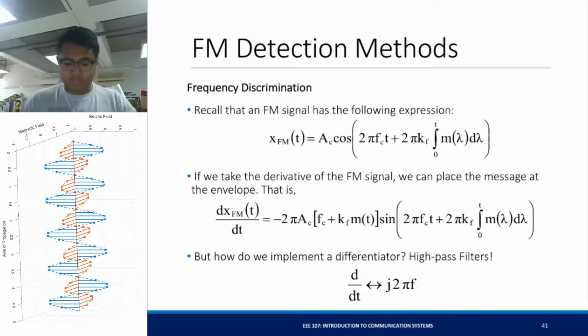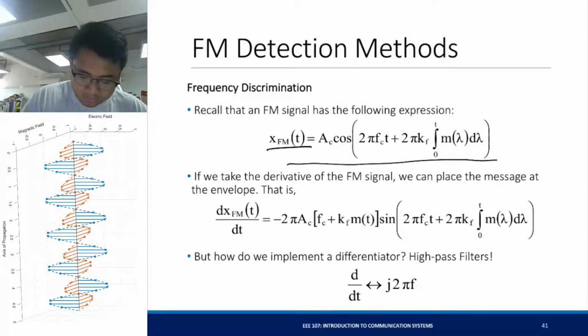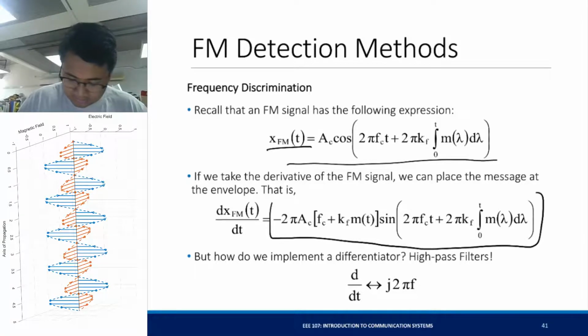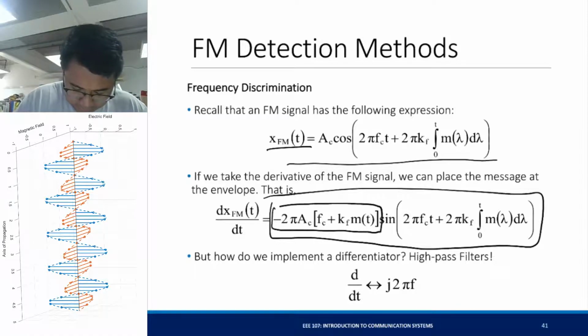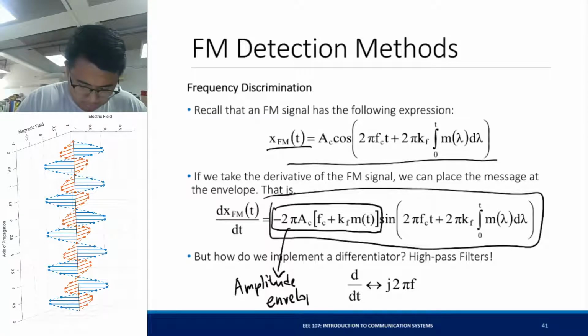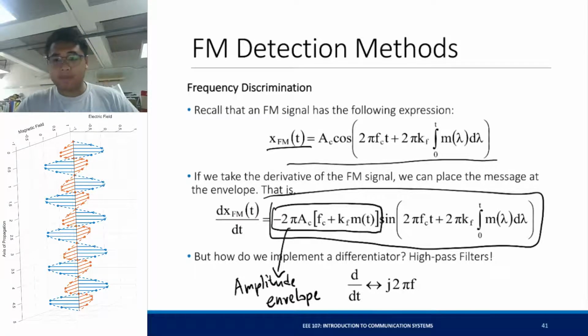So recall that FM has the following expression here. If we take the derivative of the FM signal, we can place the message at the envelope. So take the derivative of this, then you get this signal right here. Okay. So, however, how do you implement a differentiator? As you can see here, the signal will now have some amplitude envelope. So how do we implement a differentiator?